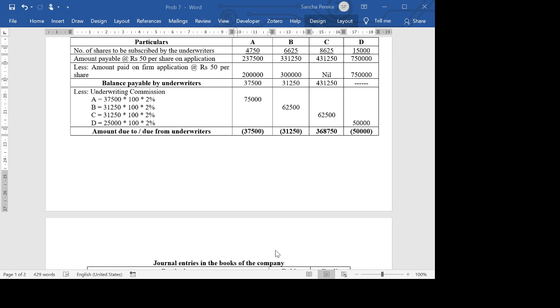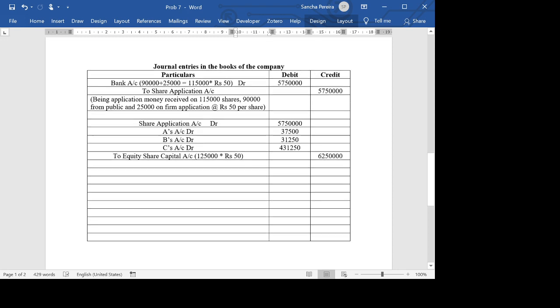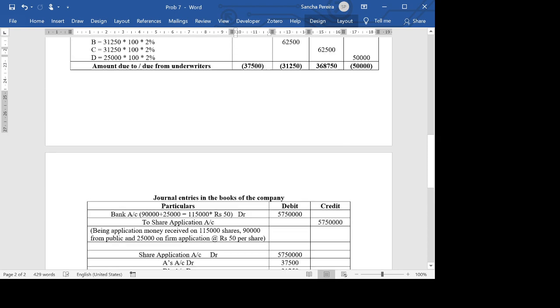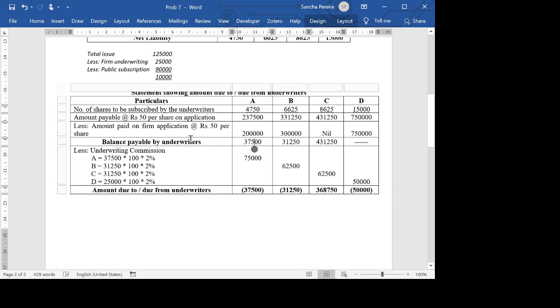Okay. I'll go to the next entry, then we can come back to this. The next entry is we need to record the underwriting commission. We are doing the entries in the books of the company. The next thing that we do is we record the underwriting commission that is payable.